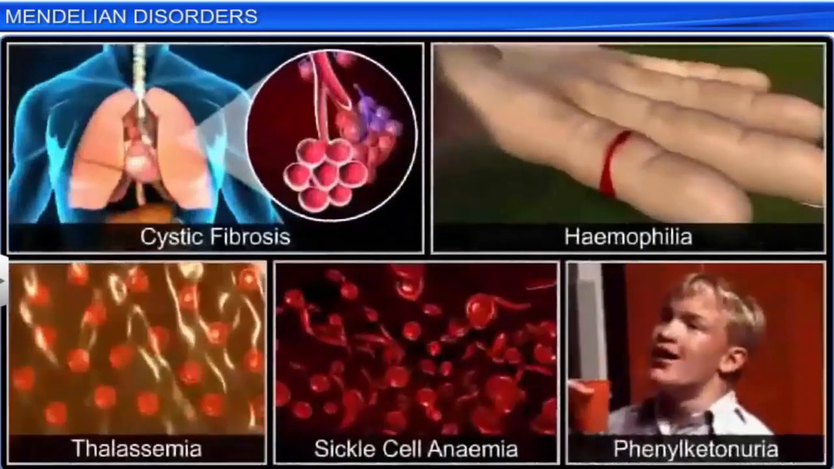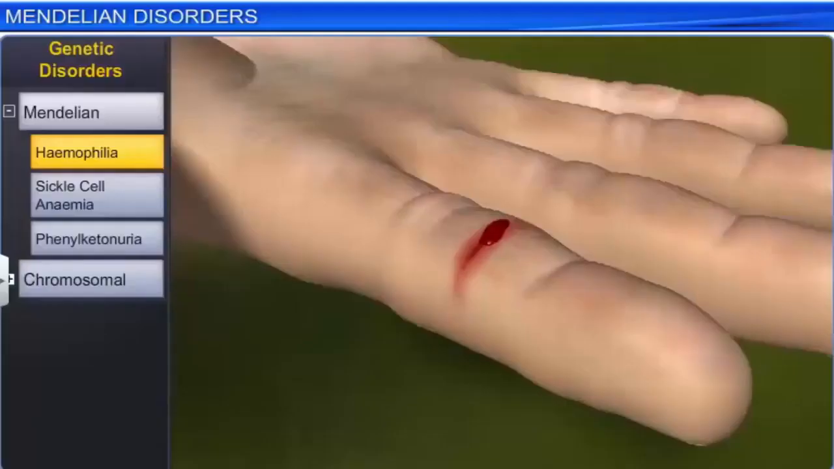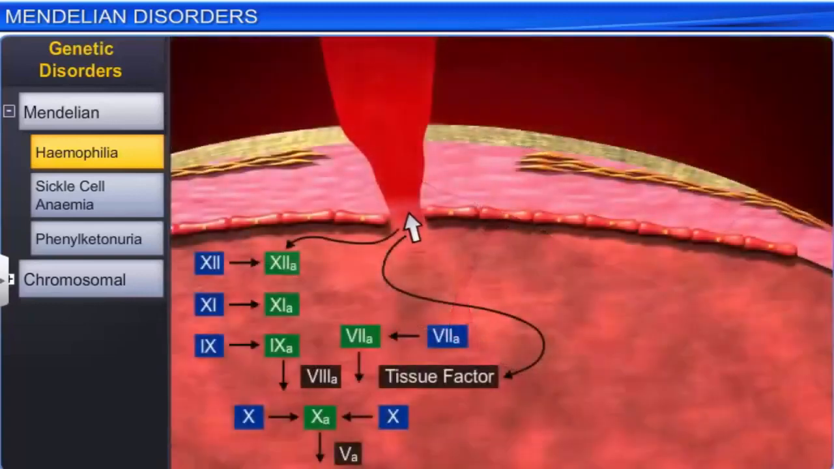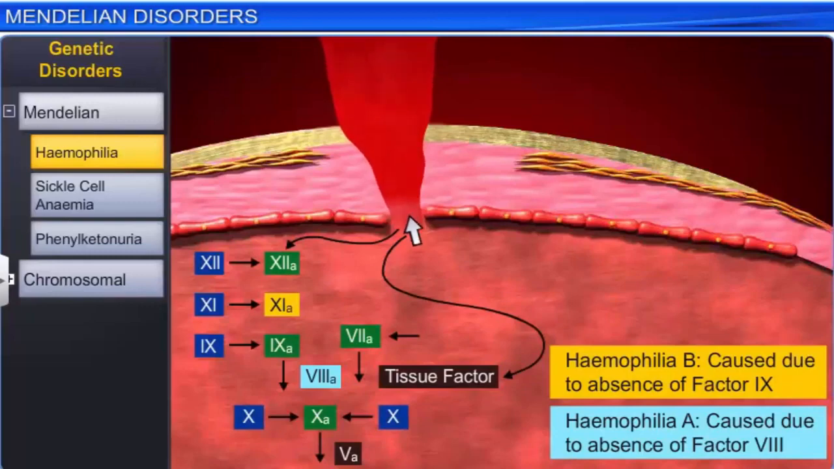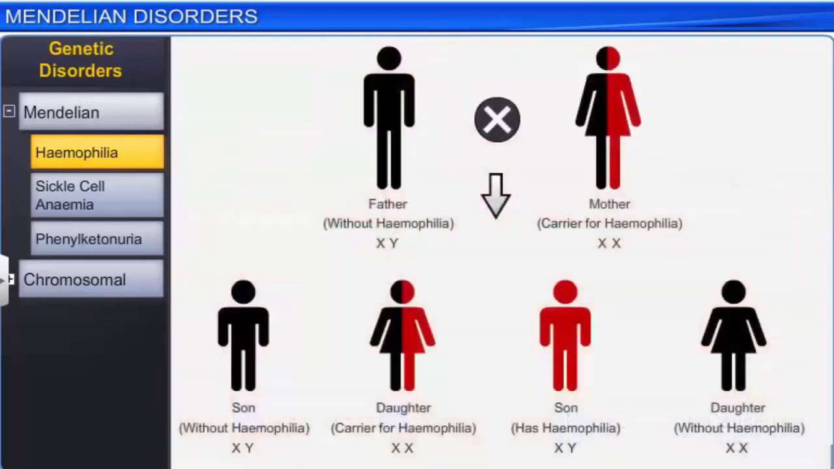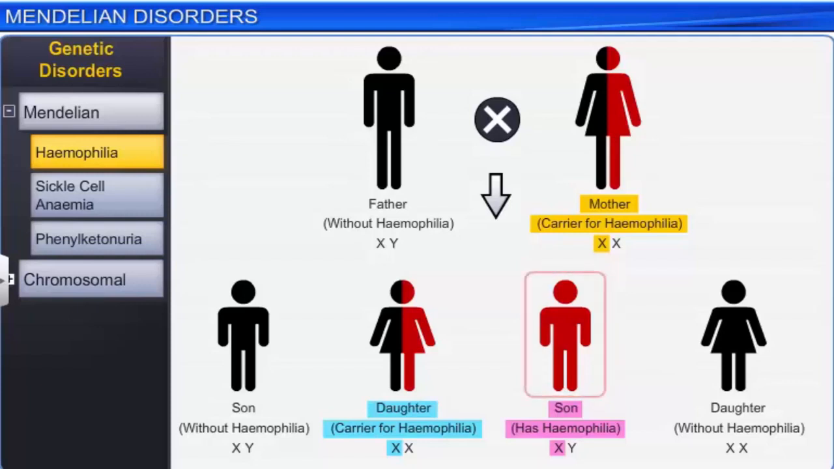Let's study more about some of these Mendelian disorders. Hemophilia is a genetic disorder that impairs the body's ability to coagulate or clot blood when a blood vessel breaks. This disorder occurs when a single factor from the several factors involved in the process of coagulation is affected. It is a sex-linked recessive disorder inherited through the X chromosome, and the possibility of a male offspring inheriting this disorder is greater than in females.